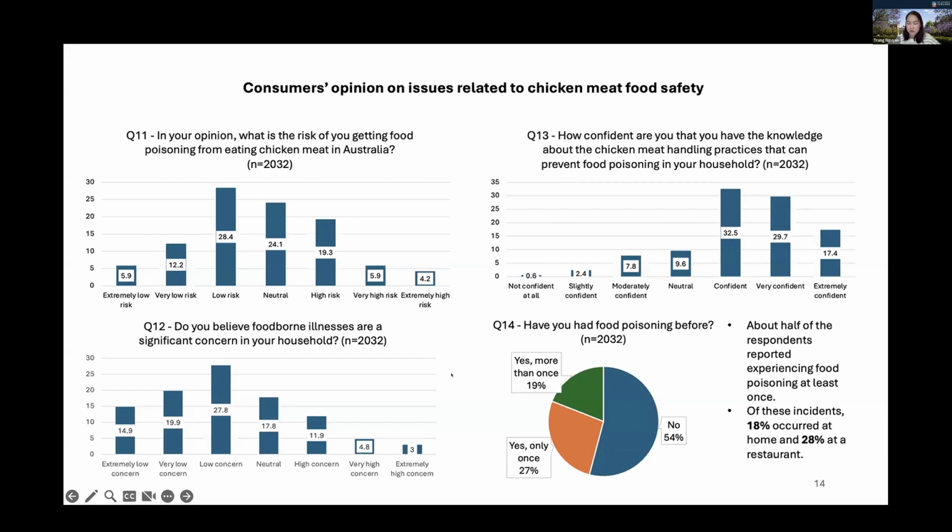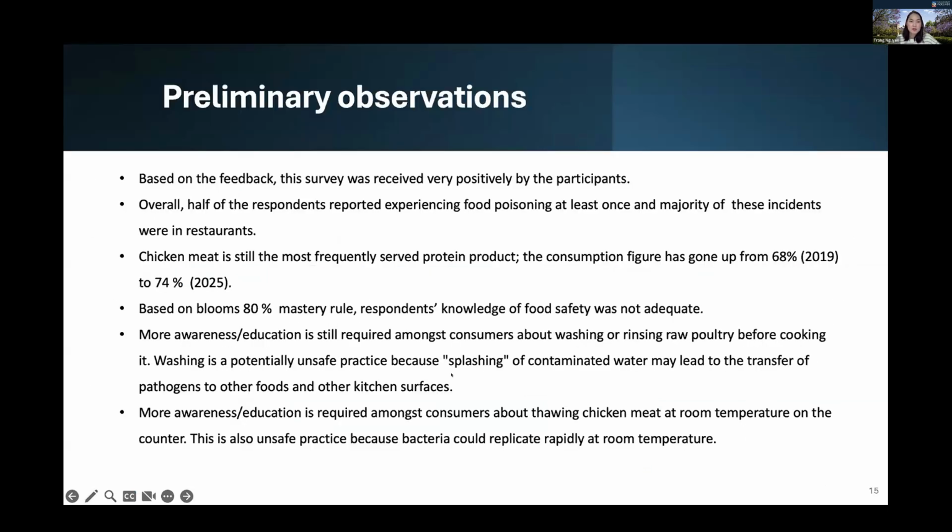I'll now hand over to Kapil. Thank you, Trang. So you have heard about the results that we got so far, and there are a number of different ways this data could be looked at. We have just started to look at some of the numbers and the responses, but there are some trends or preliminary observations that we could make based on this survey.